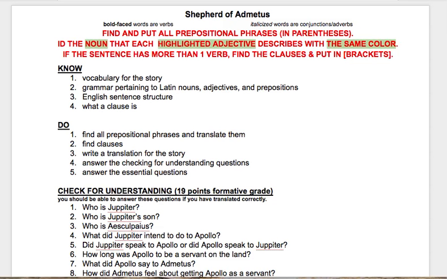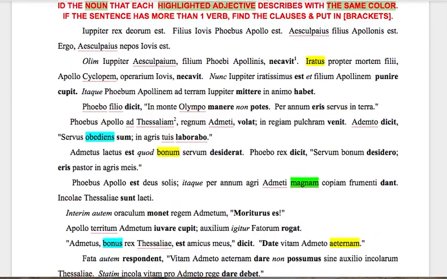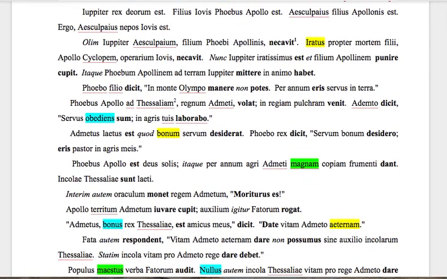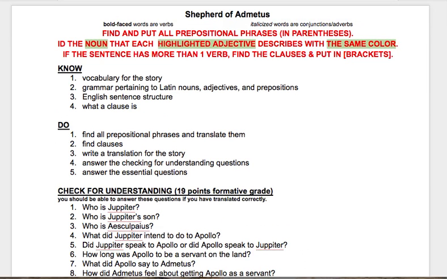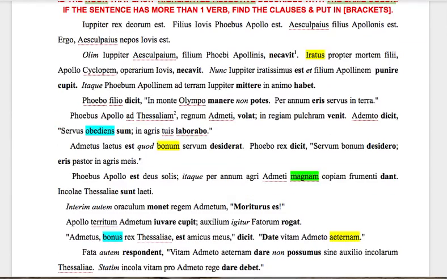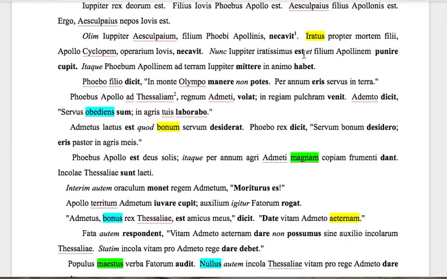Please notice that when you look at the text of the story, there are bold-faced words. The bold-faced words in the story are verbs, and they will still be translated for you on the vocabulary list. Also, please note that there are italicized words in the story, and these words are conjunctions and adverbs. Here we can see several of them. These will be important to understand as we talk about the construction of a Latin sentence and clauses.